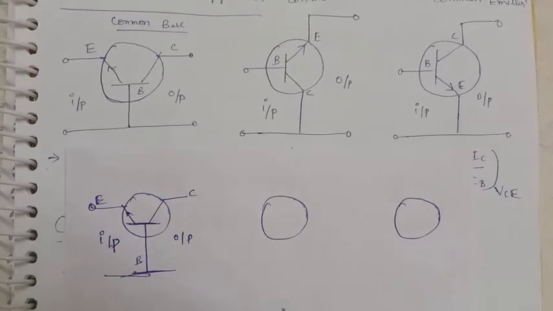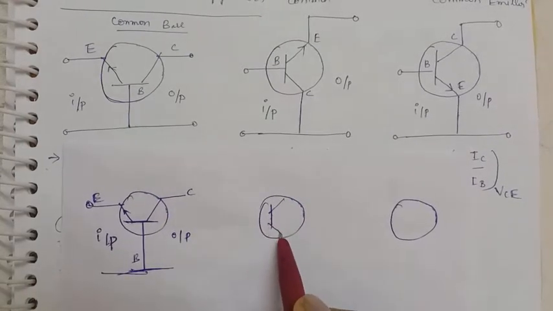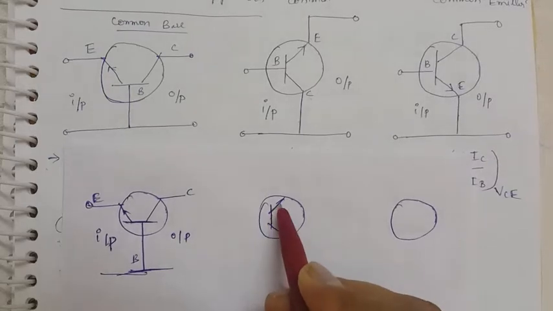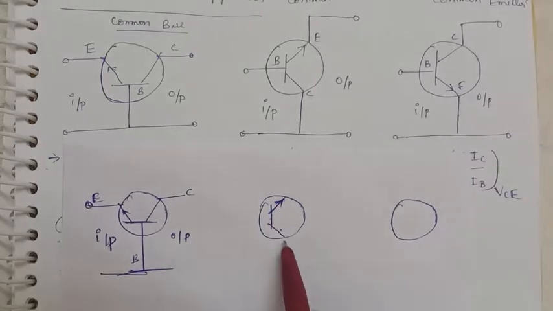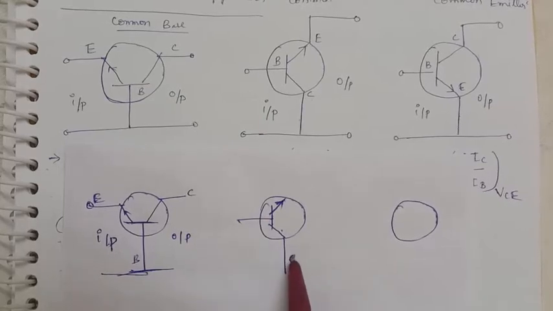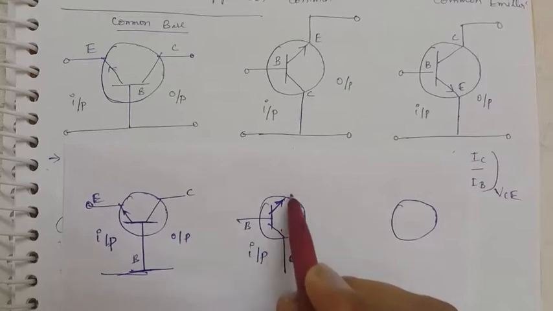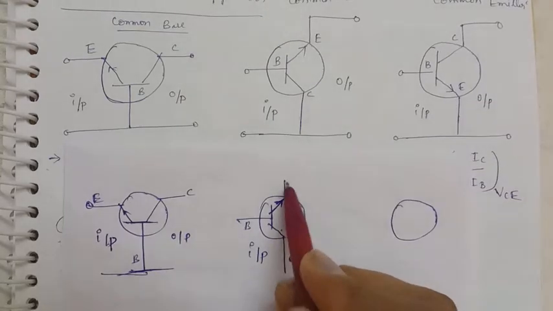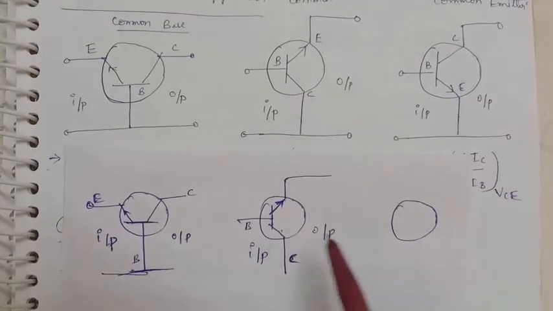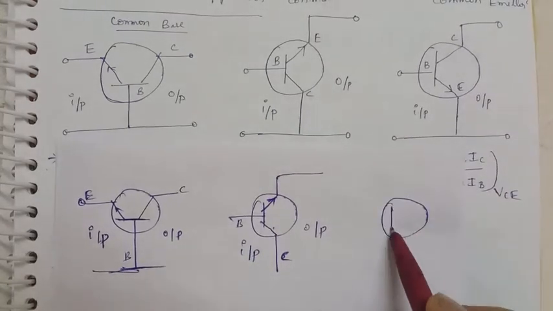In case of common collector, draw the arrow. It is the collector and it is the base. So between base and collector you have to take the input, and between collector and emitter you will take the output. And here the emitter.